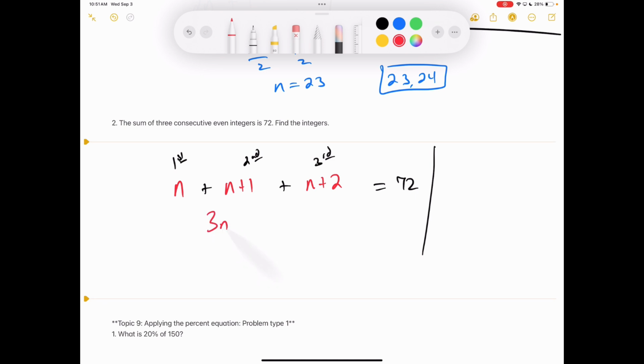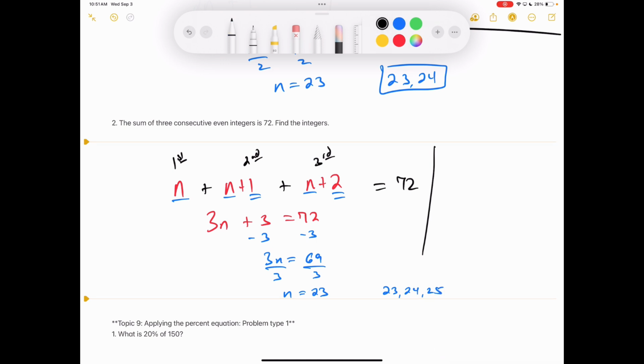Okay, so this is the algebraic way. So I have 3 n's plus 3. I'm just combining like terms, right? n plus n plus n plus 1 plus 2. And this equals 72. So now subtract 3 from both sides, and you get 3n equals 69. Divide by 3, and n equals 23. So my numbers would be 23, 24, 25.